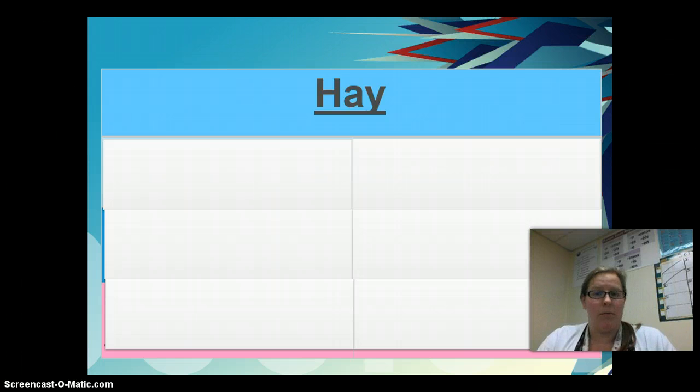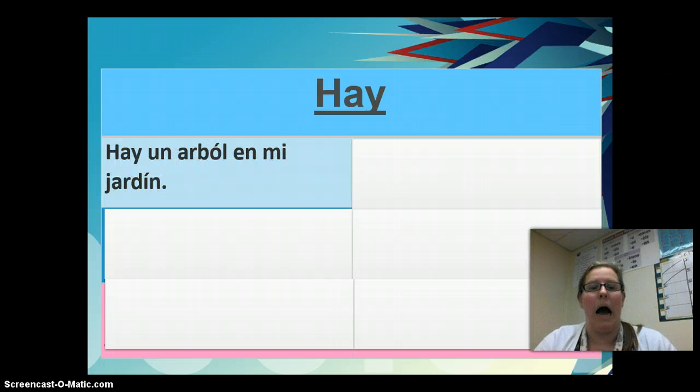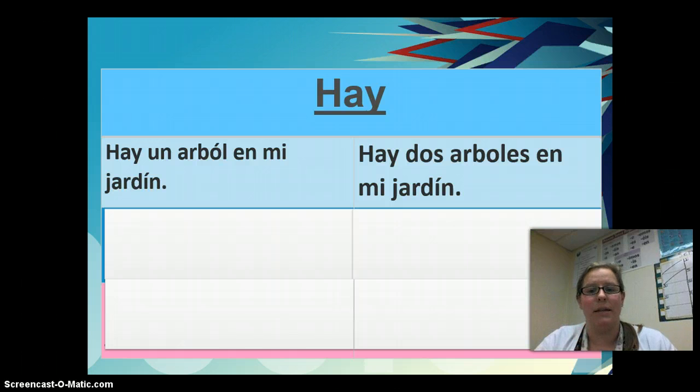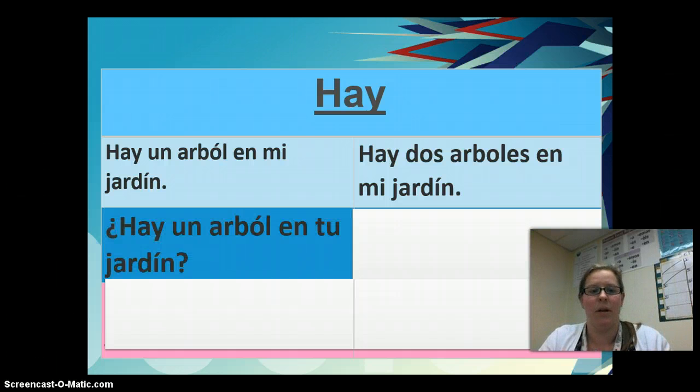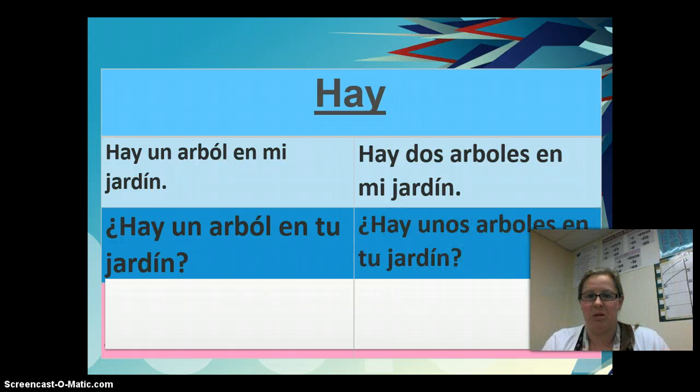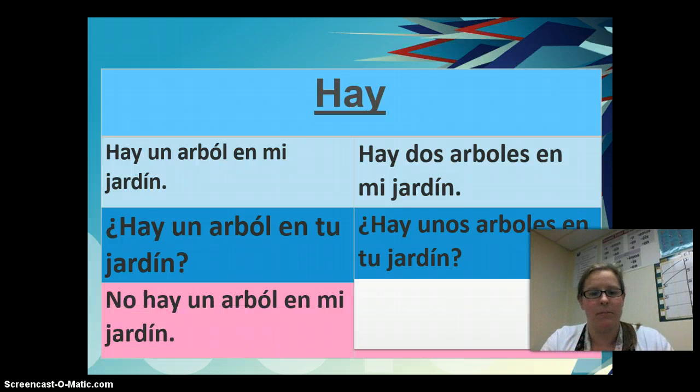So what are some examples? Well, if I want to say there is, I could say hay un árbol en mi jardín. There is a tree in my garden or in my yard, right? Hay dos árboles en mi jardín. So we've gone from there is a tree to there are two trees. We didn't have to change hay. Is there a tree in your garden? Hay un árbol en tu jardín? Or again, to plural, no change. Hay unos árboles en tu jardín? So you see how it's super easy to work with?